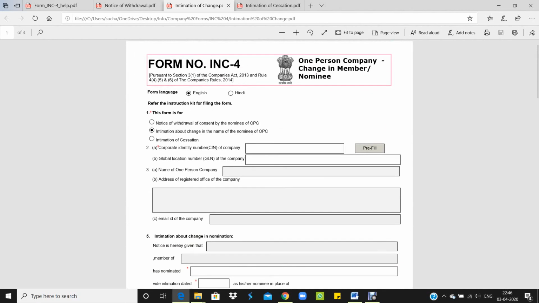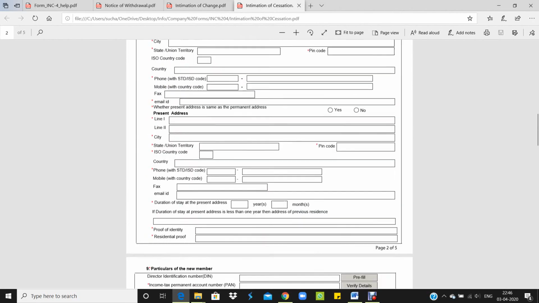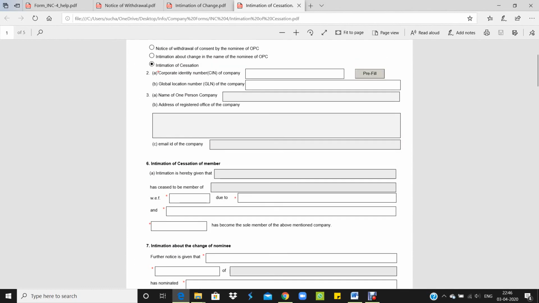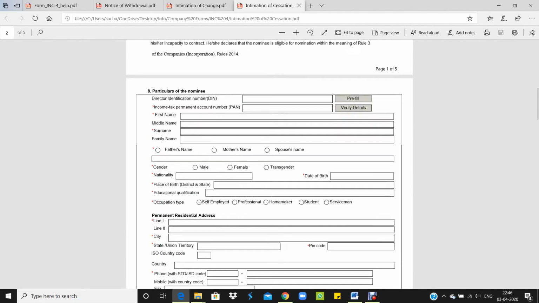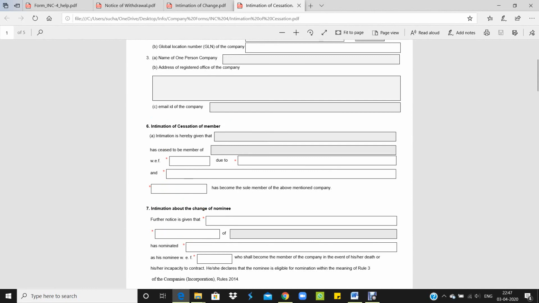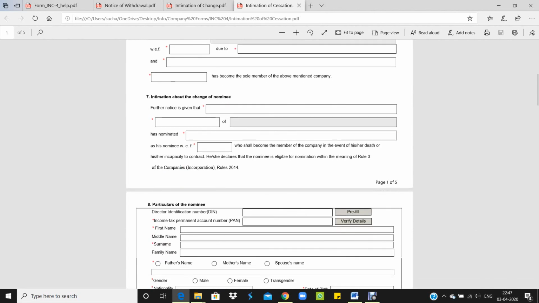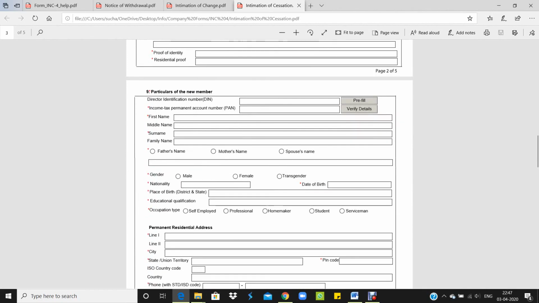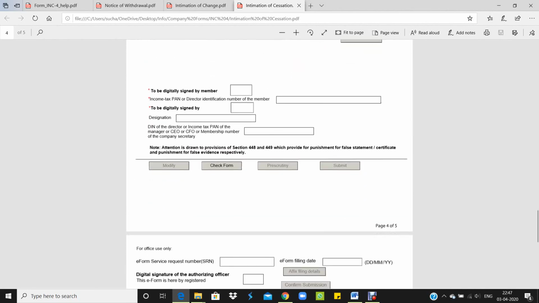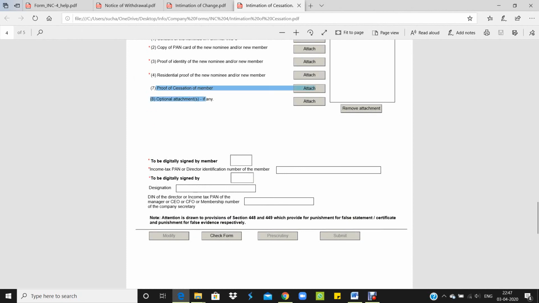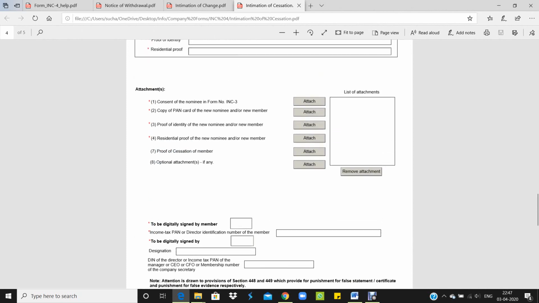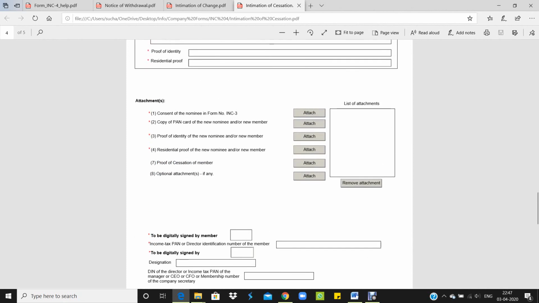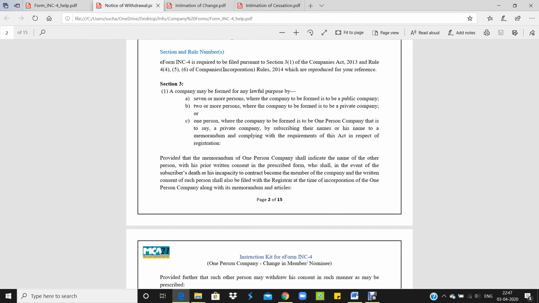If you select the third option, intimation of cessation, what will happen? Only serial numbers 6, 7 and 9 will appear. 6 is the intimation of cessation of member, 7 is the intimation about the change of nominee, and 9 is the particulars of the new member. So what do we have to attach here? We have to attach the proof of cessation of member. Along with it, the copy of PAN card, proof of identity and residential proof of both the new nominee and the new member have to be attached. Okay, so this is form INC 4.